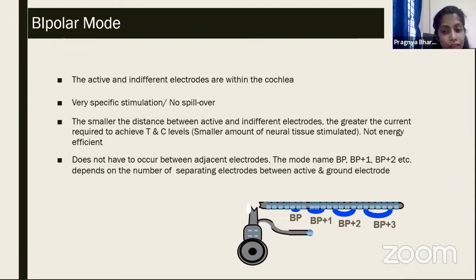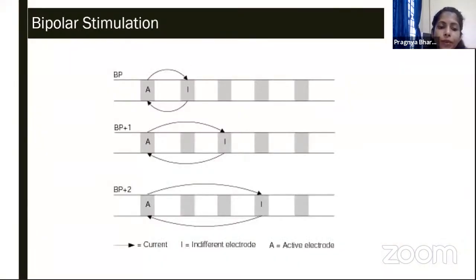So here the advantage, as I said, is the specificity of stimulation, but because the current is localized to a very specific area in the cochlea, it requires a large amount of current to create a loudness perception comparable to monopolar mode of stimulation. So your overall threshold current levels will become very high, and sometimes it may become difficult to even achieve the comfort levels of current with the available amount of power. So it's not very energy efficient, and hence a little difficult to apply. Here is a visual representation of the bipolar mode of stimulation.